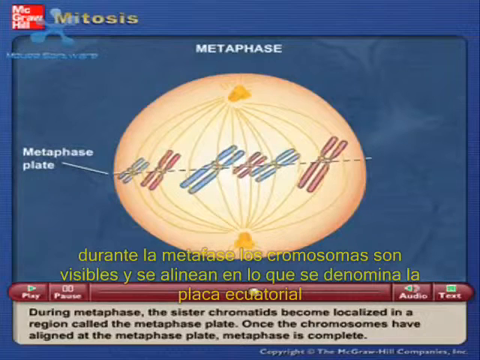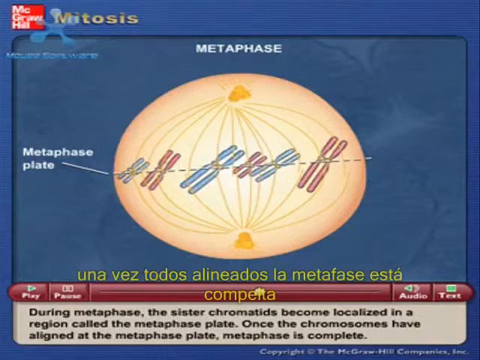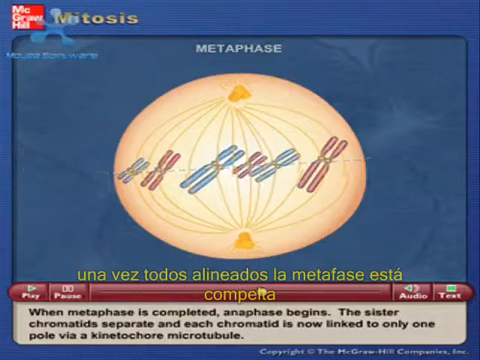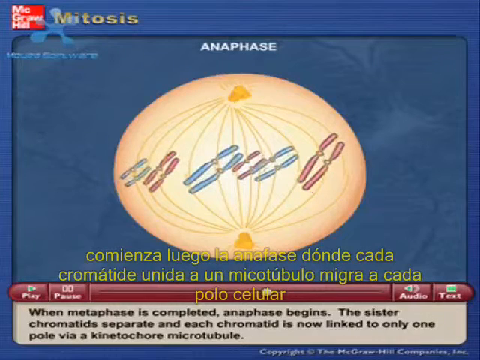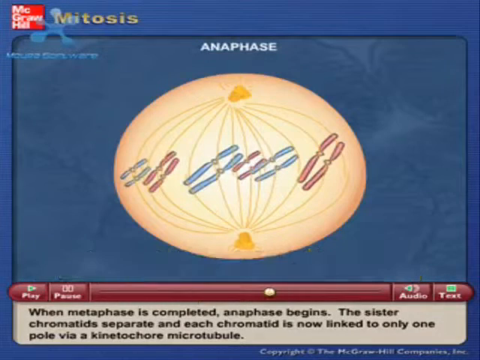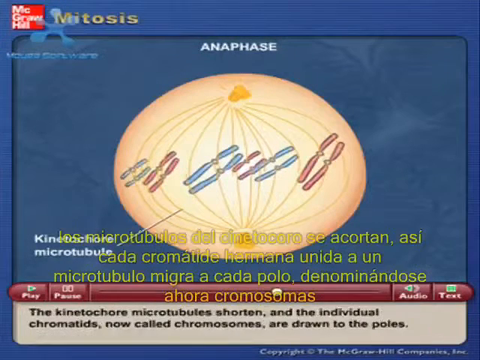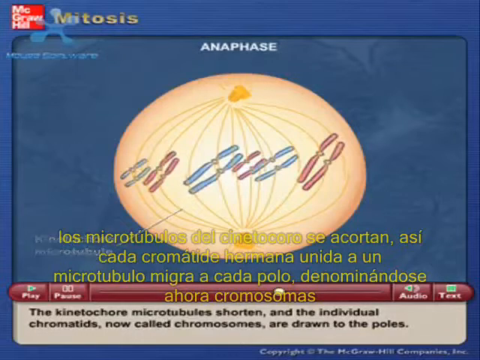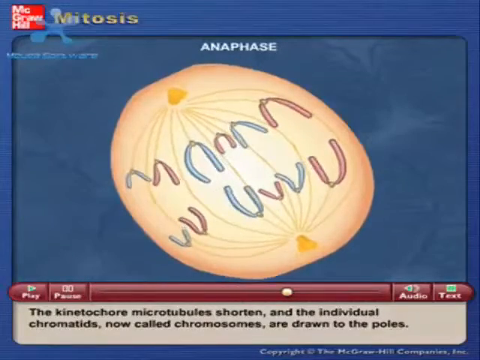Once the chromosomes have aligned at the metaphase plate, metaphase is complete. When metaphase is completed, anaphase begins. The sister chromatids separate, and each chromatid is now linked to only one pole via a kinetochore microtubule. The kinetochore microtubules shorten, and the individual chromatids, now called chromosomes, are drawn to the poles.